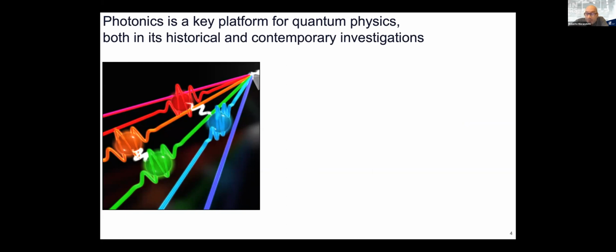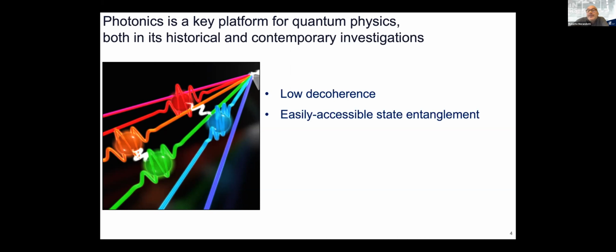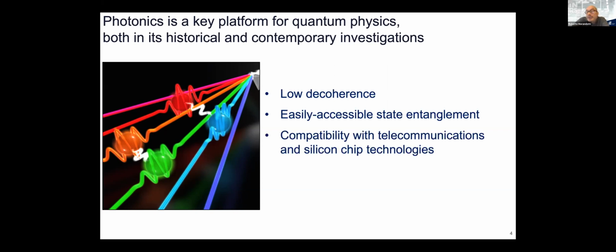advantages of using photons? Well, they have low decoherence. Basically they can propagate without interacting too much with the surrounding environment, so without losing their quantum properties. They provide an accessible way to perform state entanglement. And they are compatible with the present fiber telecommunication industry, as well as the silicon chip technology. So when we talk about CMOS technology, we can import many of those already established technologies to the world of quantum optics.